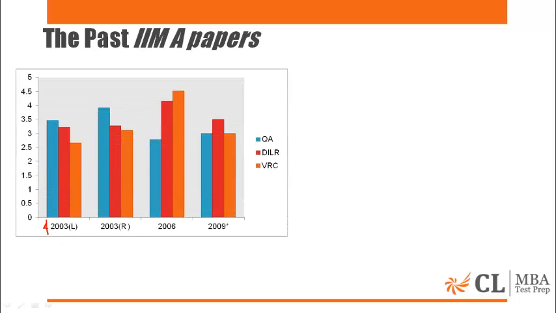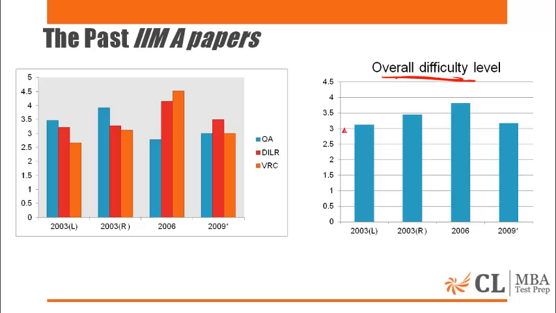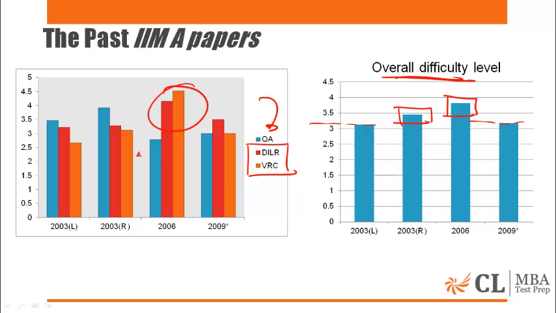Let's look at the paper, for example, like this. 2003 QA, DI, VRC. The difficulty level was like this. It was very different here and very different here. And if you actually look at the overall difficulty level of the paper, 2003 and 2009 would have been probably the easier ones. The 2003 repeat paper was of slightly higher difficulty level. The difficulty level of 2006 was the highest, but largely, of course, because of these two areas, which are DILR and VRC, not because of maths. It had the easiest maths, but the overall difficulty level of the paper was the highest.